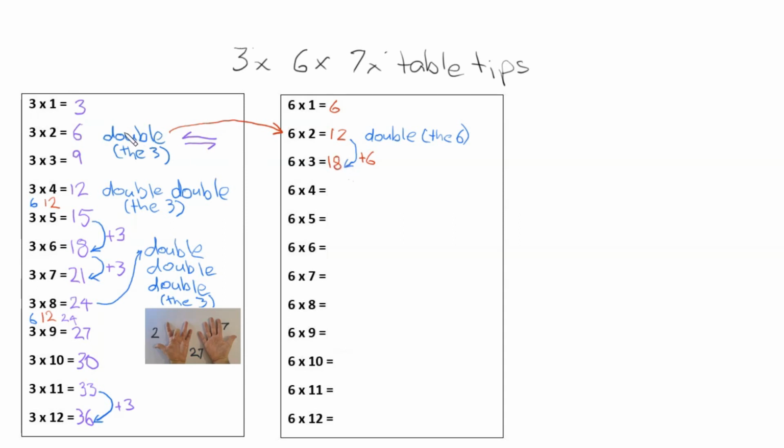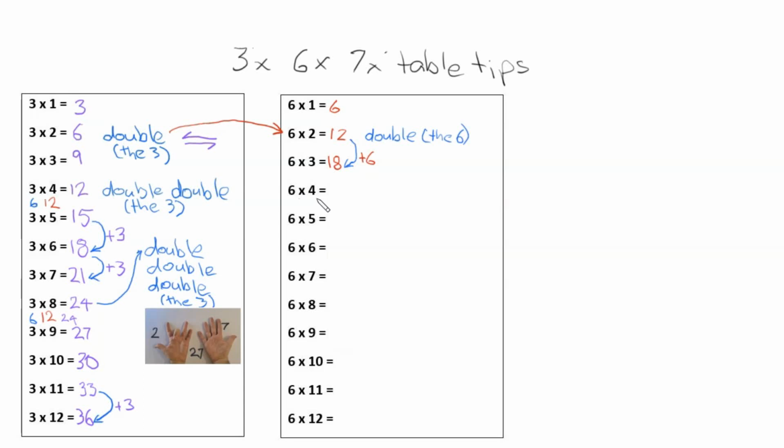You could do the skip counting song, counting by threes. Search for the penguin on YouTube. 3, 6, 9, 12, 15, 18. So you could do that. Or you could do it in less steps after working out 6 times 2.